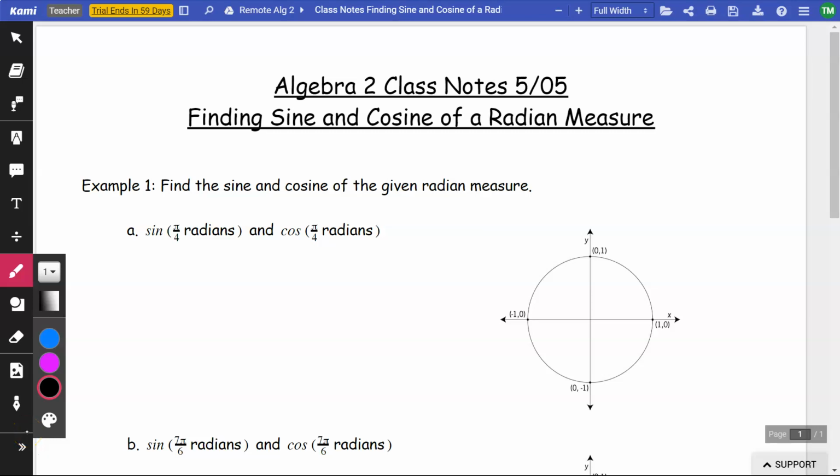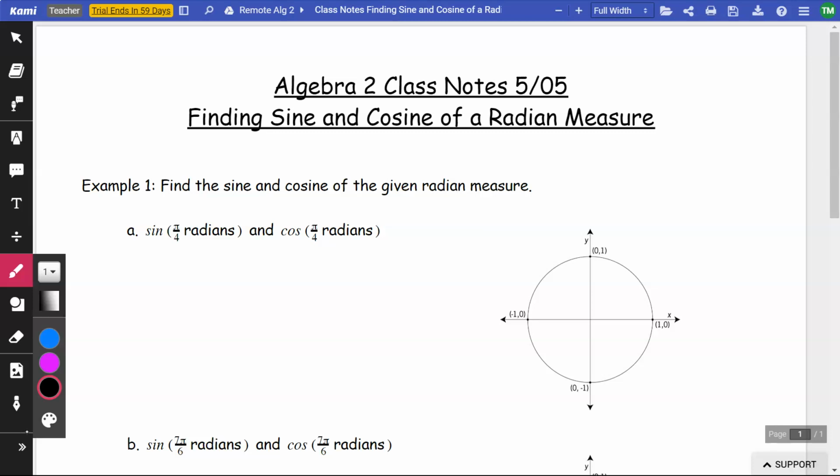Today we get to start relating what we know about radians to the unit circle. We're going to relate it to sine and cosine of a radian measure of an angle instead of just the degree measure of an angle. But what's nice about this is that it's very similar to the work that we did with degrees.